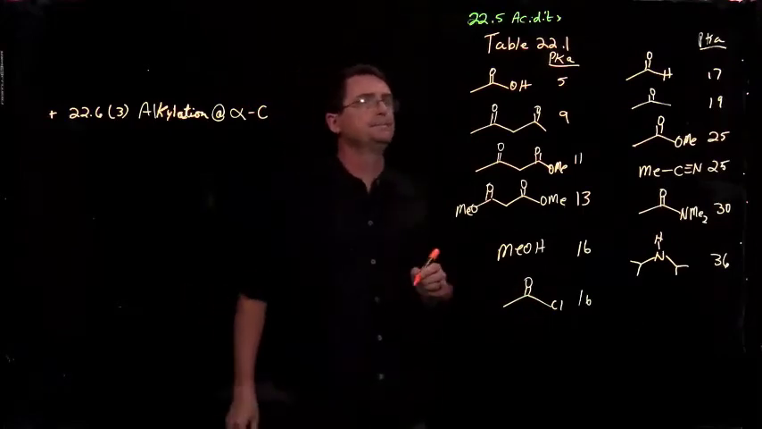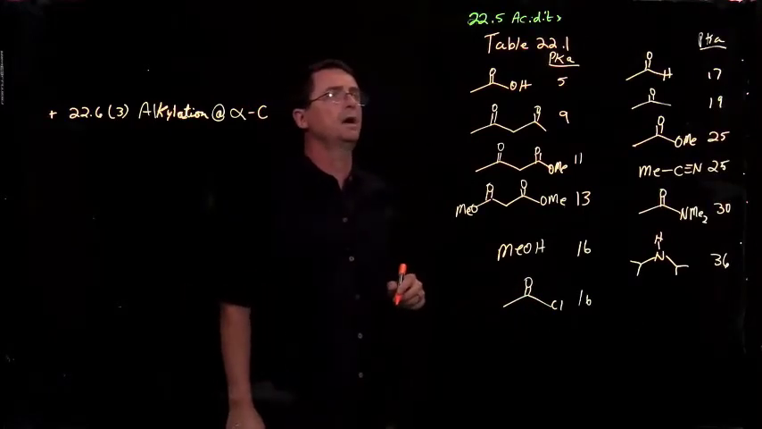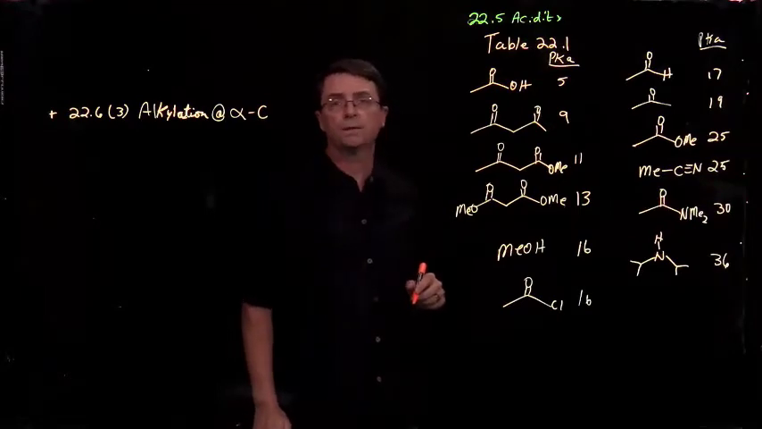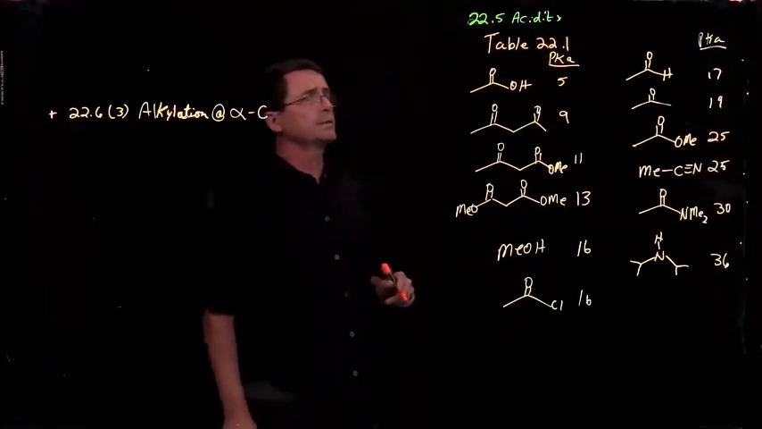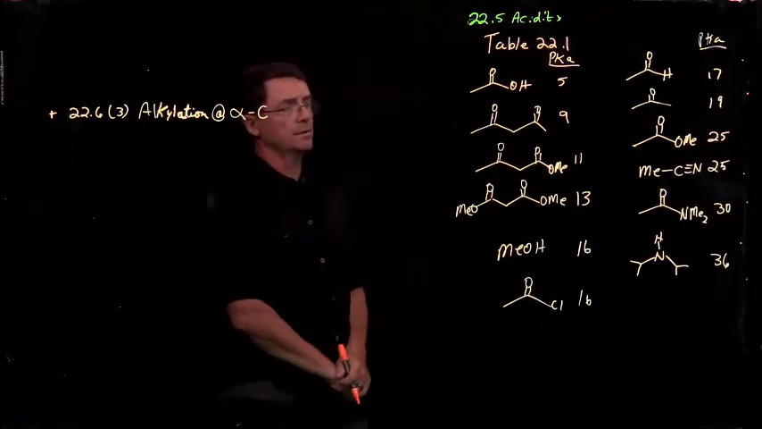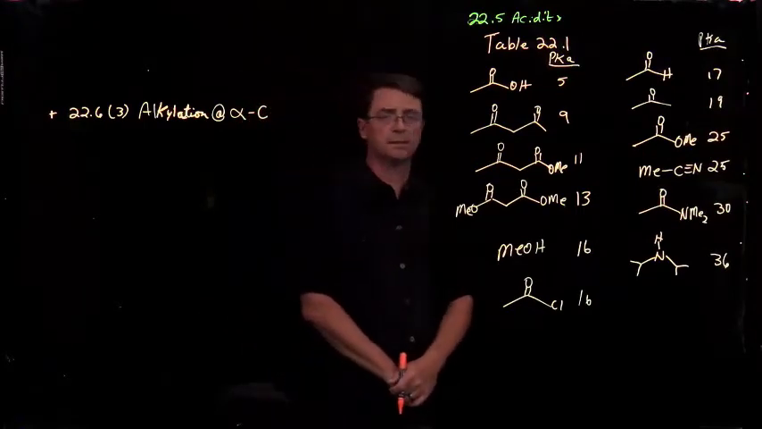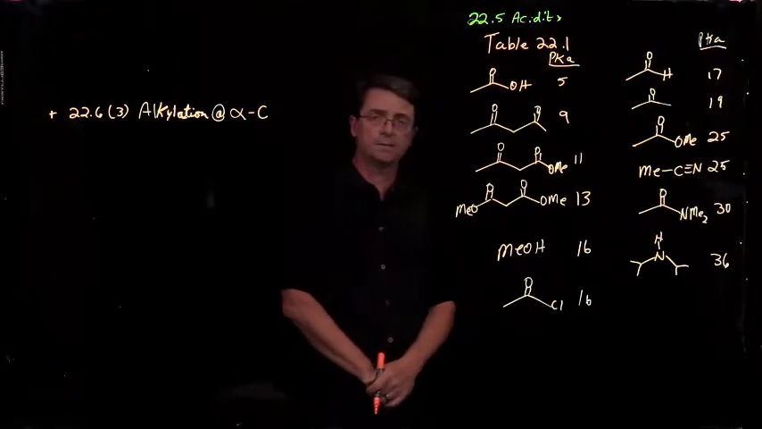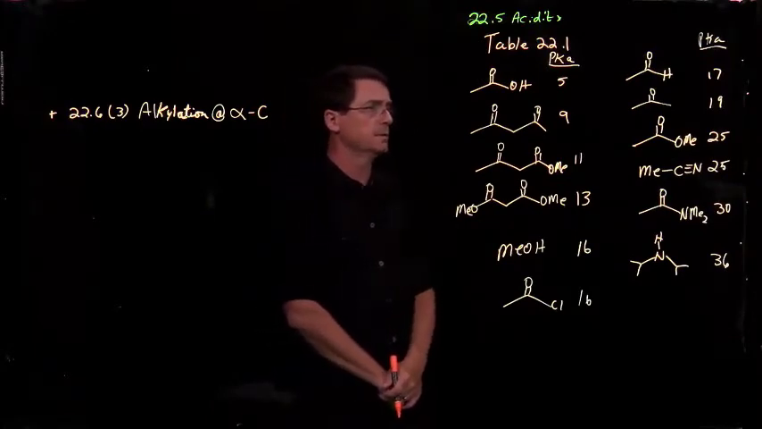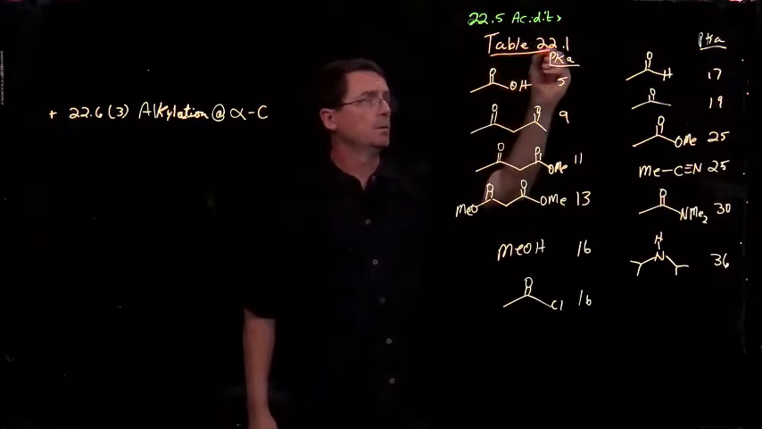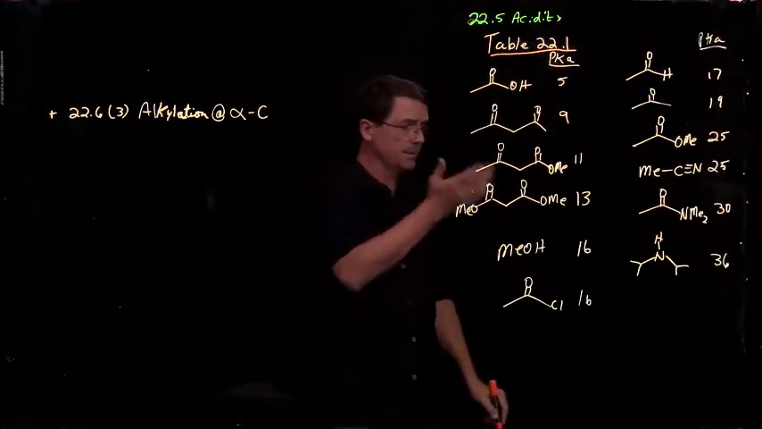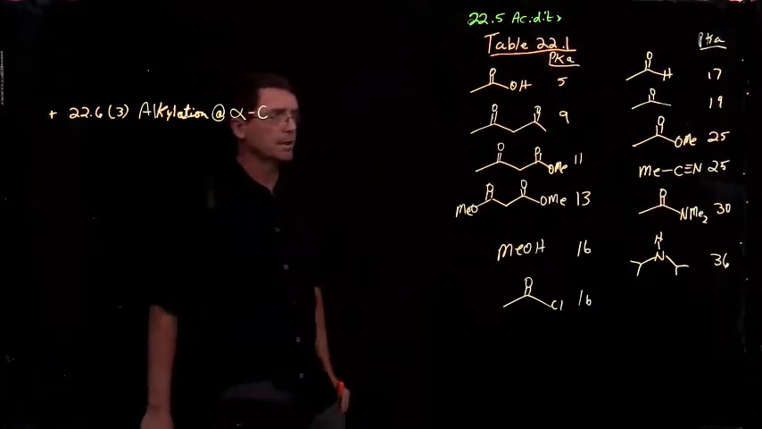Okay, section 22.5 plus part of 22.6, the direct alkylation. So 22.5 discusses acidity of a variety of these carboxylic acids, ketones, and aldehydes that all have this carbonyl functional group. This is table 22.1. You should take a look at it. I've reproduced it here. I've already drawn it. So let's take a look at it.